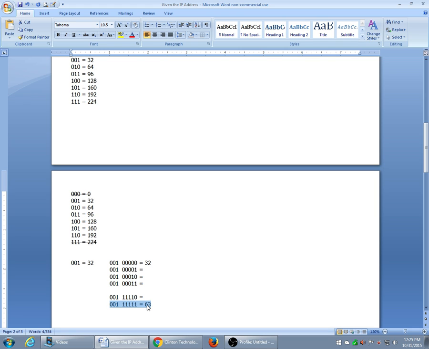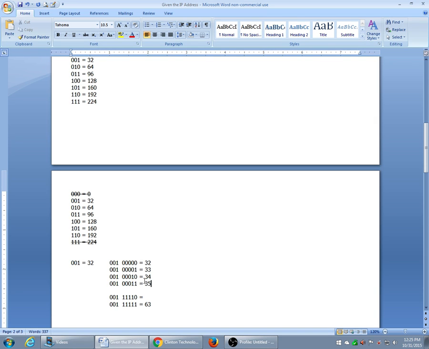Now the host range is everything in between. What's my first host going to be? Well, 32 plus 1, 33. What's the next one going to be? Well, 32 plus, this is in the 2 position, so 34. And I'm just incrementing all the way up.